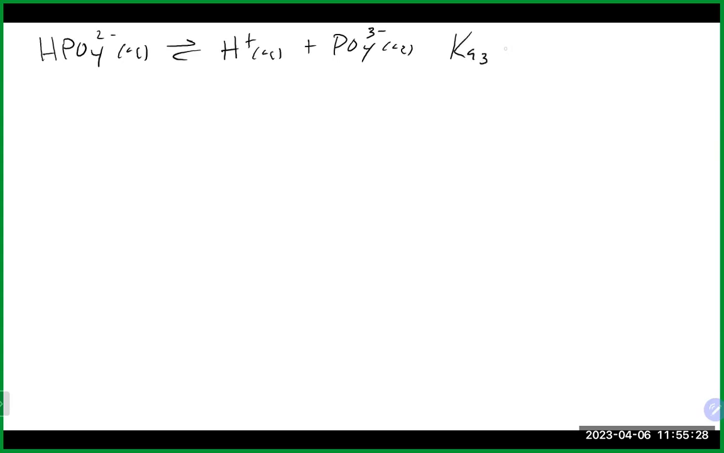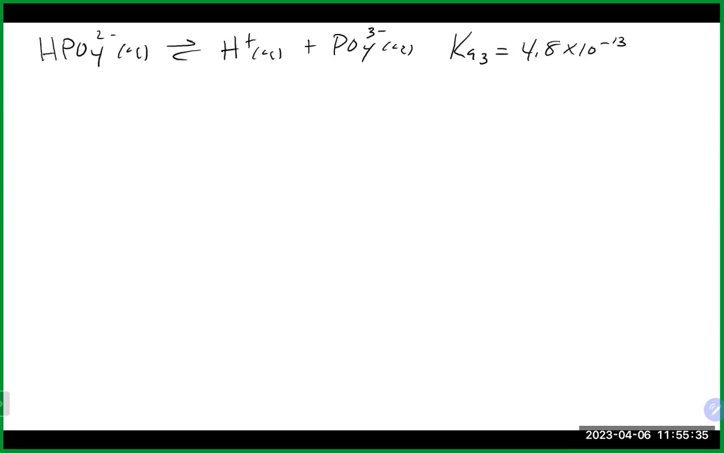The third step would be HPO4 2-, again losing the third hydrogen and making our phosphate, which is what we're interested in as well here. This is our Ka3 for our third hydrogen that's coming off, 4.8 times 10 to the minus 13.